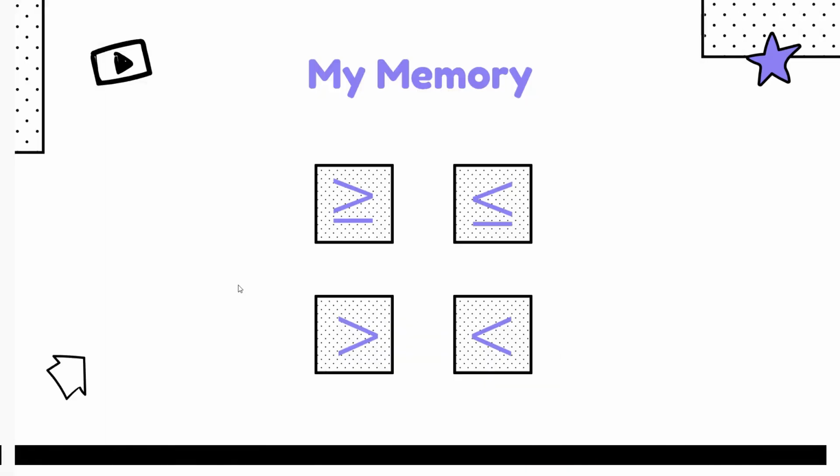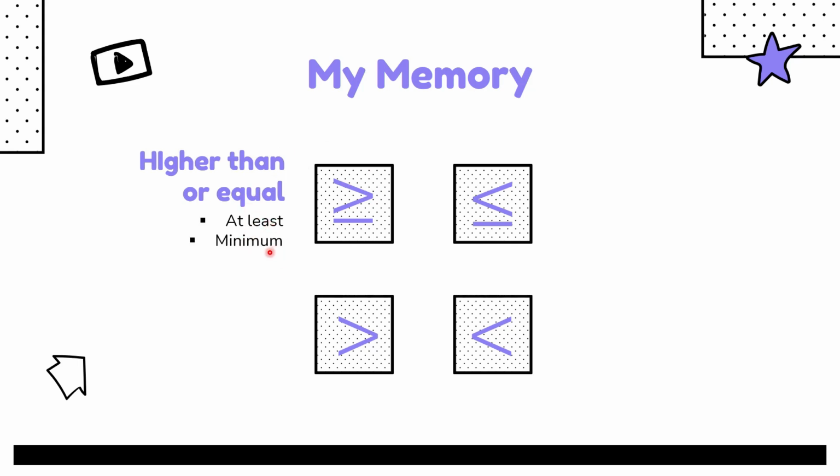Next, we will recall what these signs mean. You already learned these four inequality signs. What does this sign represent? The first one that I showed you: greater than or equal to. What is the other name we can call this sign? Higher than. You can also call it higher than or greater than. It can also mean at least or minimum.